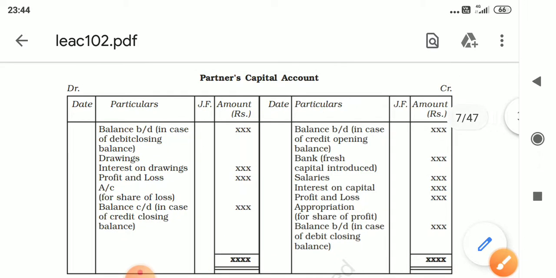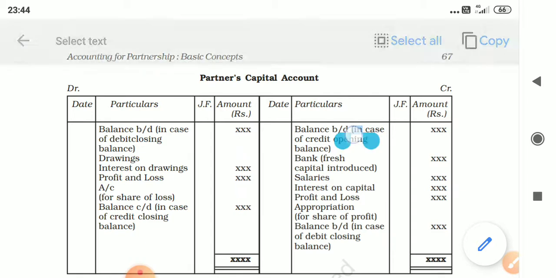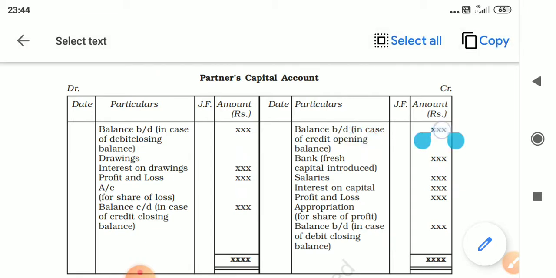In this format we are seeing only one amount column, but in practice, based on the number of partners, the amount columns will increase. Now, partners capital account, you should already have an idea. It appears in the liability side of the balance sheet. Last year, sole proprietorship's capital. Where does capital appear? Liability side. So it has a credit balance. So the opening balance brought down will be on the credit side.